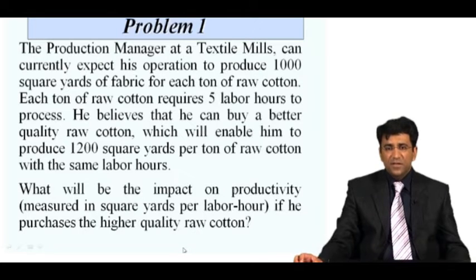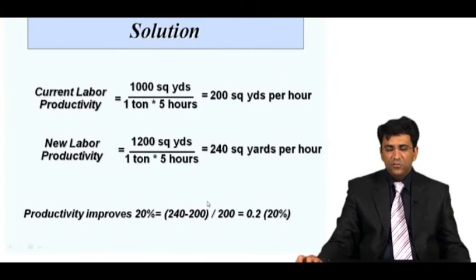Now students, again, this is a very simple example. You can easily calculate the productivity. Before using the quality raw cotton, the productivity will be equal to 1000 divided by 5, that is 200, and the new productivity will be the new output, 1200 divided by 5. As you can see here, 200 square yards per hour is the old or current labor productivity, and the new labor productivity is 240 square yards per hour. So there is an improvement in productivity by the use of that quality raw cotton.